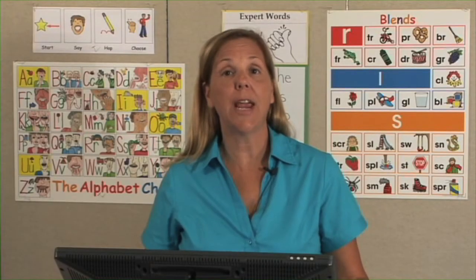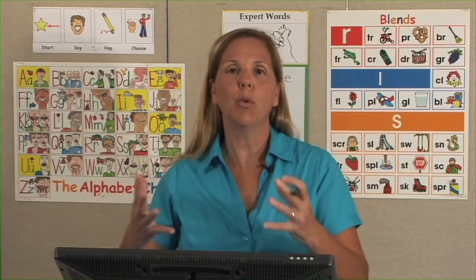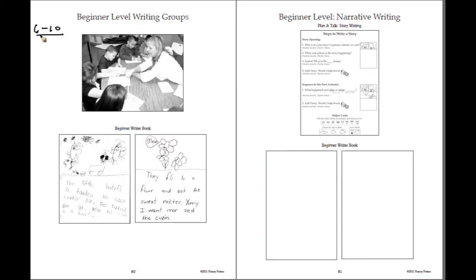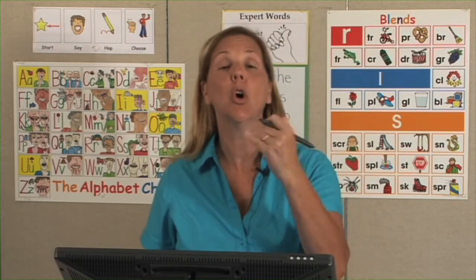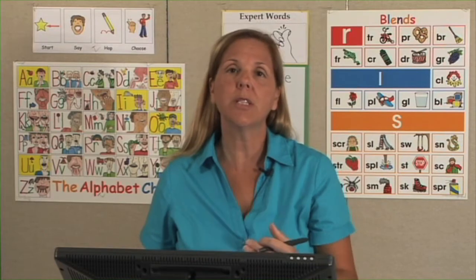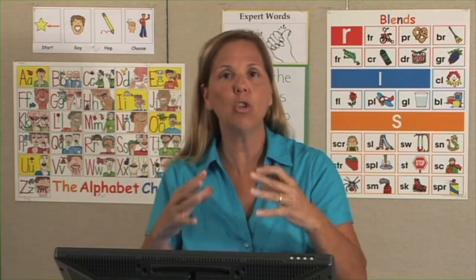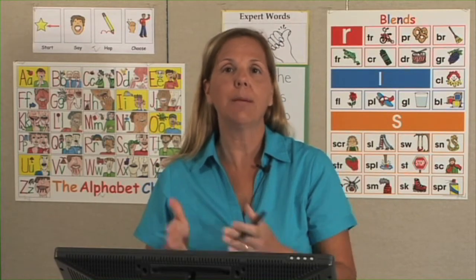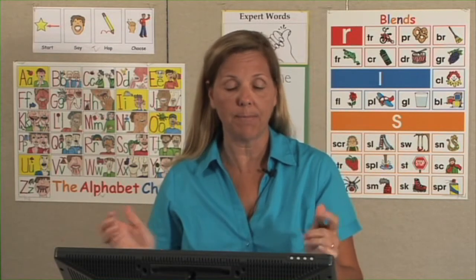Please turn to page 80 for beginner level writing. This is a small group in which the teacher will meet with 6 to 10 students. Notice the number of students is smaller than at the pre-emergent or emergent level. And the reason for this is the teacher is actually teaching the students how to plan their own stories or information. That means each individual student will be writing their own piece.